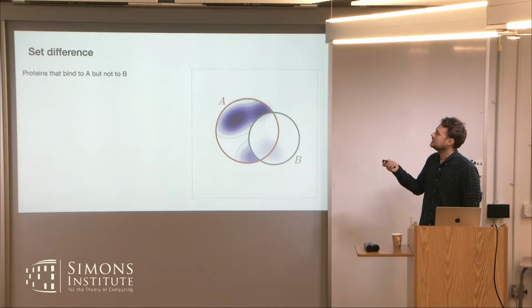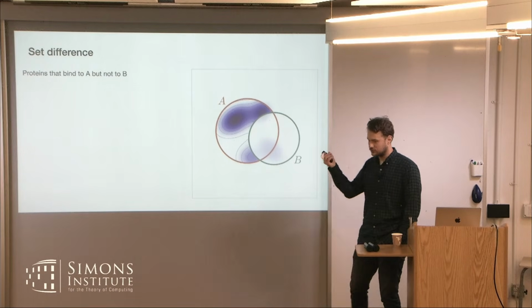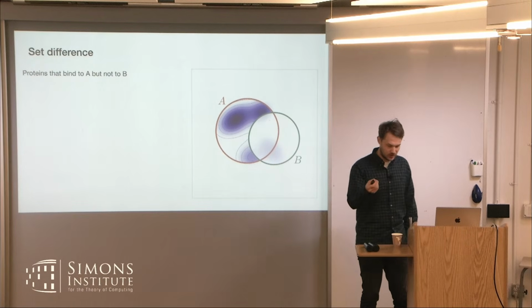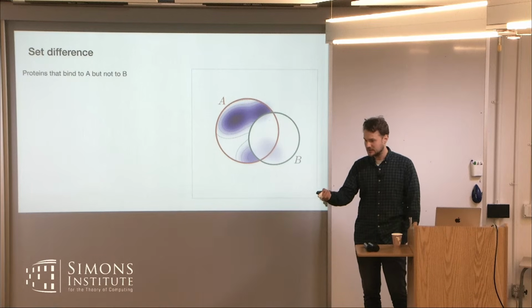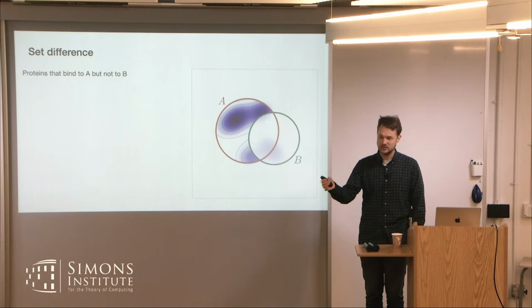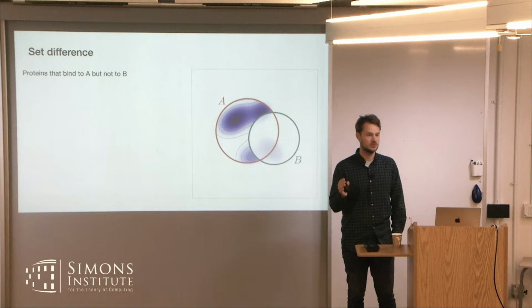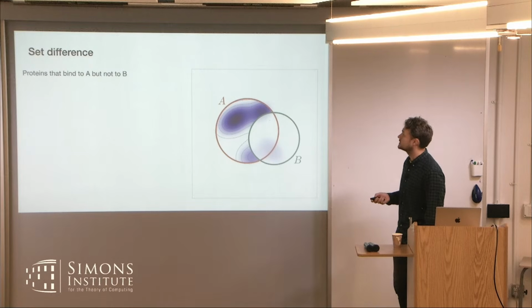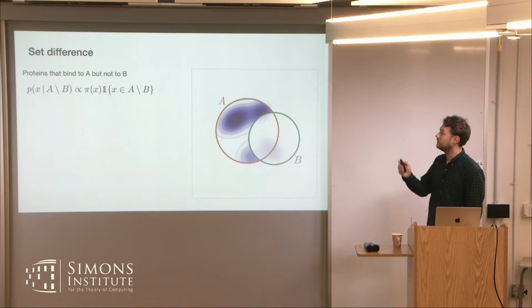Yeah, set difference. Important in practice because we want to generate a drug, and we want the protein to bind to something we want it to bind, but then if it binds to something that we don't want it to bind, then we won't get a drug. We can get like a poison or something. It can mess things around, right? So this is quite important, and this is also quite easy given the previous definitions.